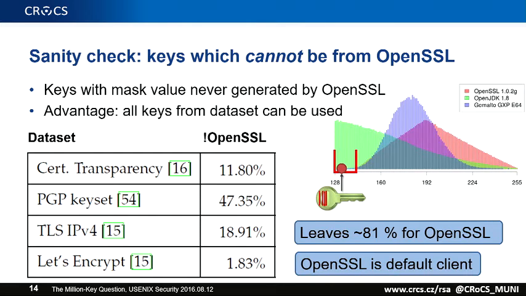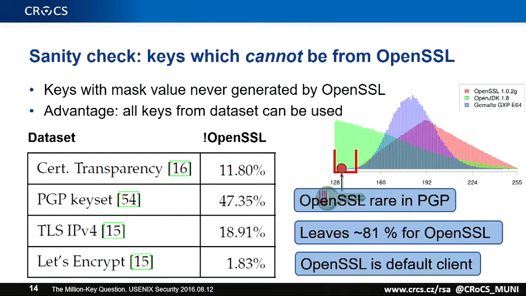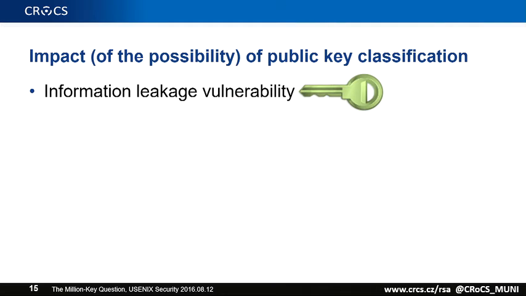And what about something where you don't expect OpenSSL to be used? The PGP key set. You are using GPG or the original PGP client, but not really OpenSSL. So it's very rare here. And here, about 47% can't be from OpenSSL. And this is actually matching very well with the baseline, because if something is not used at all, for OpenSSL roughly 50% can be and the rest can't be. So again this holds very well with the intuition we have. So we believe that it works.